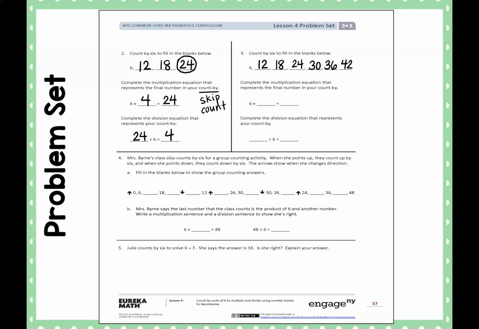Okay, now remember guys, if you don't feel super confident in your 6s, that doesn't mean you won't eventually. It just might mean you need some practice. The 6s are pretty hard. Okay, so just keep trying.